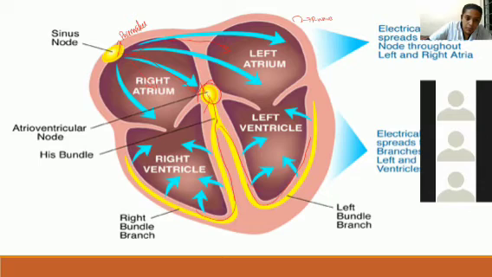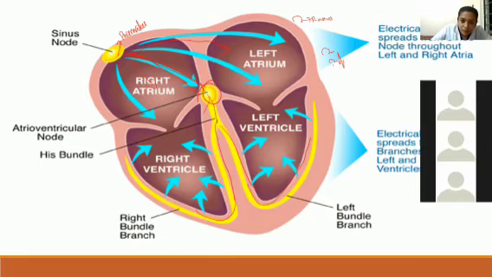Then from the sinoatrial node, the electrical impulse travels to the AV node. There is a small delay after the P wave, while the electrical impulses travel from the sinus node to the AV node. Then the QRS complex denotes the ventricular electrical activity. So this small delay is happening here.